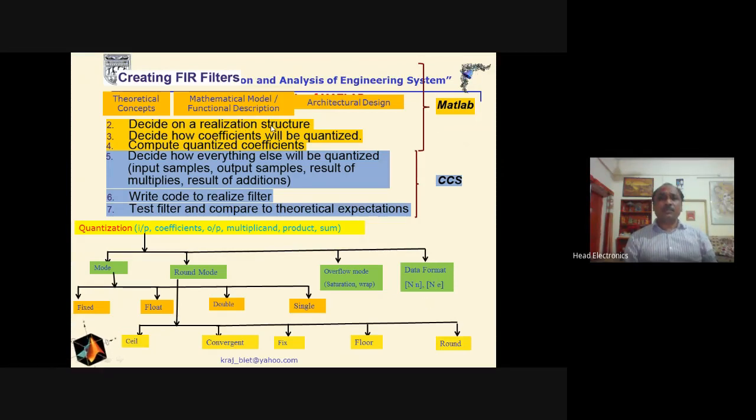After this decision on how the coefficients will be quantized, the next step is now to quantize the coefficient. If the coefficients have been quantized, then the next step is to quantize the input samples, output samples, results of the multipliers, results of the additions, and then the total results will also change. And we will write the code for this purpose. As we have written the code for the infinite precision, now we will write the code for this finite precision.